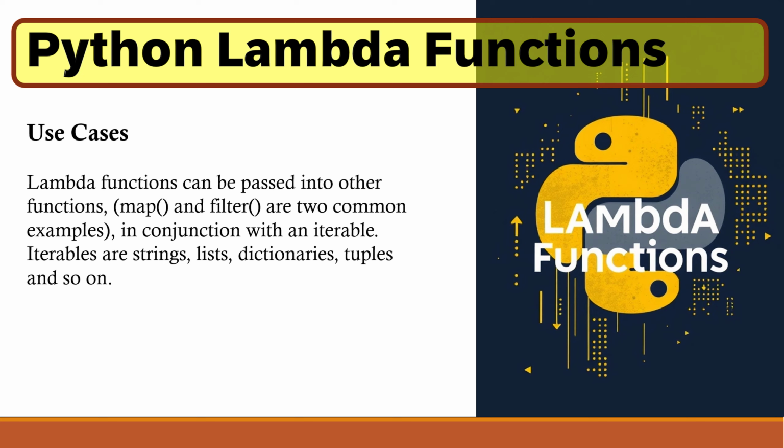Map and filter are two common examples, and they can be used in conjunction with an iterable. So we will have a look at examples of these, but iterables, by the way, are strings, lists, dictionaries, tuples, and so on. Basically a series of items and values.